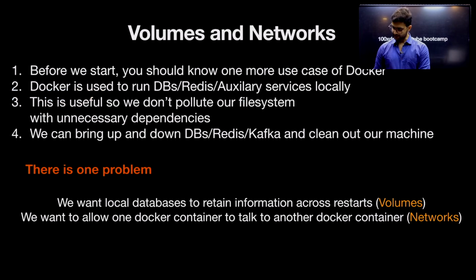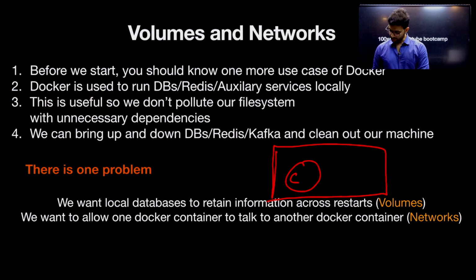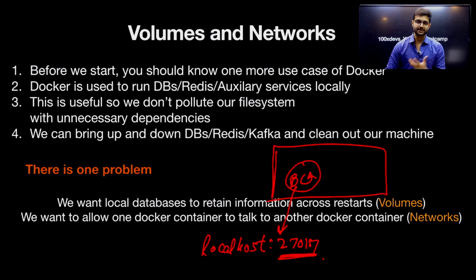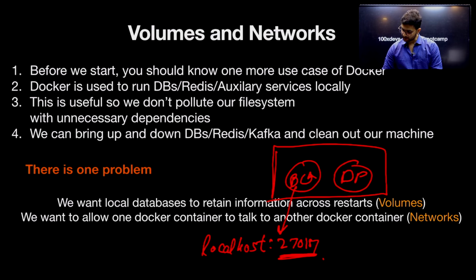But if I'm inside a container and I write localhost there, or write 127.0.0.1 here, that means this container's internal address, not the Mac machine's internal address. Which means if I have a backend container running here and the backend container tries to visit localhost:27017, it will try to find something running on this port on this container. But where is MongoDB running? MongoDB is running in a different container on the same machine. So we need to connect both of these containers somehow.